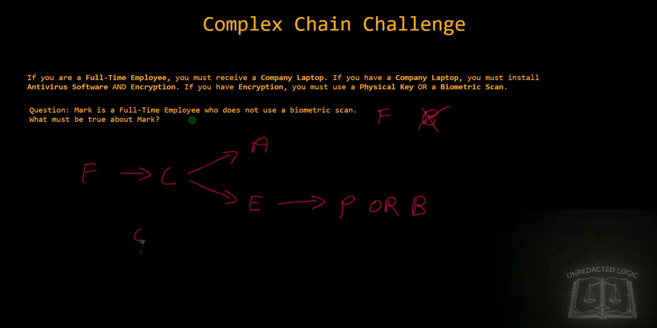He has to have antivirus software. The A is true. He has to have encryption. The E is true. And this is where it gets very interesting. If you have encryption, you need to have P or B. The P stands for physical key. The B stands for biometric scan. The question says he does not use a biometric scan. So that means he's forced to use the physical key. So these 4 things are all inferences.